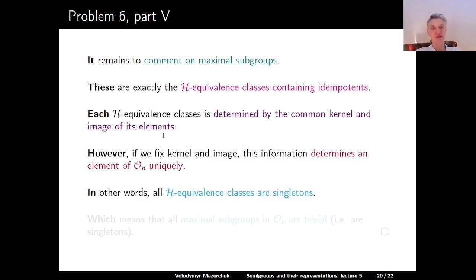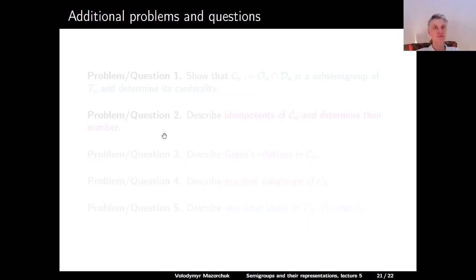So in other words, it means that H-equivalence classes are singletons, which means that all maximal subgroups in On are trivial, so they consist of one element, just the idempotent. And we already know what the idempotents are. And this completes the solution to problem 6.